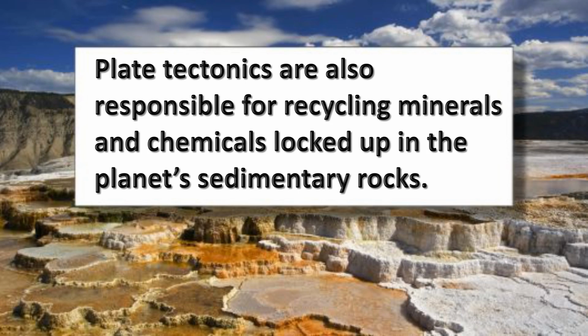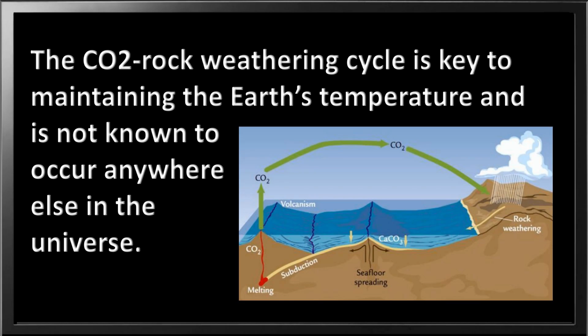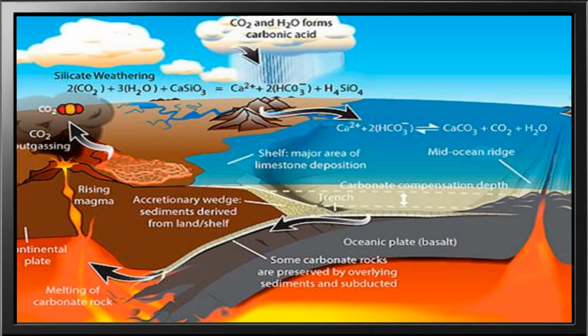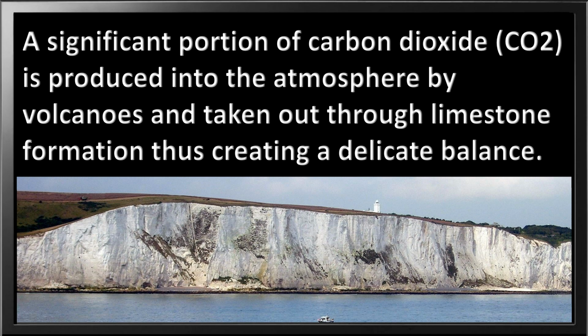And so plate tectonics are also responsible for recycling minerals and chemicals locked up in the planet's sedimentary rocks. That occurs because of this movement. The CO2 rock weathering cycle is key in maintaining the Earth's temperature, and it's not known to occur anywhere else in the universe. Any planets we've seen so far, this has not been seen to occur. Again, this is part of that cycle. A significant portion of carbon dioxide is produced into the atmosphere by volcanoes and then taken out through limestone formation, thus creating this real delicate balance. It's real important, believe it or not, that we do have volcanoes and earthquakes. Sounds contradictory, but it does.